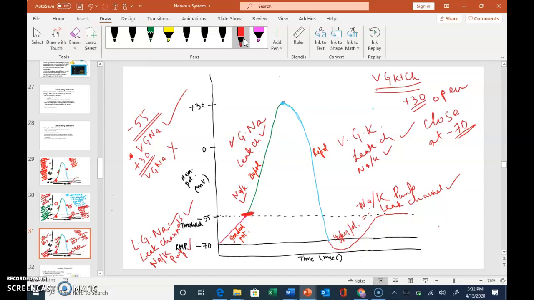But then you can ask me, Rupa, if the voltage gated potassium channels are closed, potassium is not leaking out, so how come we get the hyperpolarized state? Well, remember, the leak channels are still open. Since the leak channels are open and a lot of potassium is leaking out, the membrane potential drops even further and we reach the hyperpolarized state.